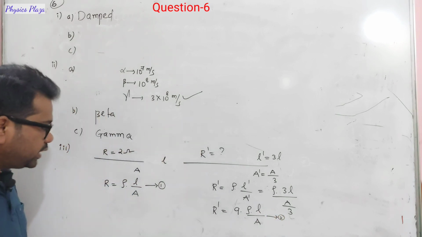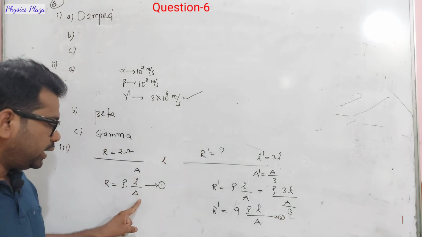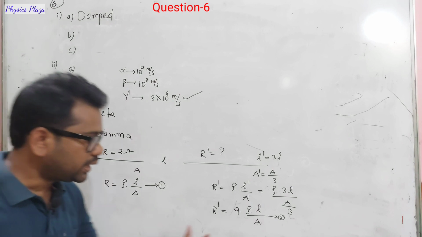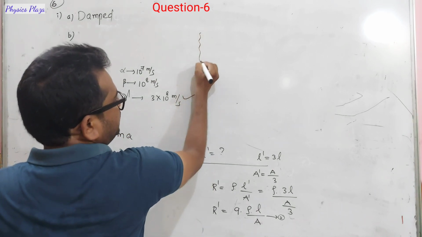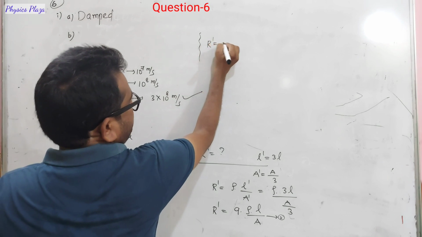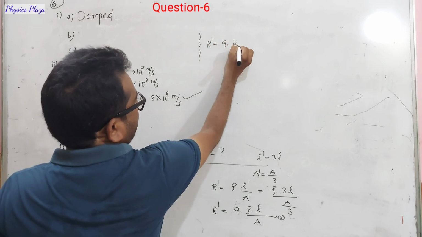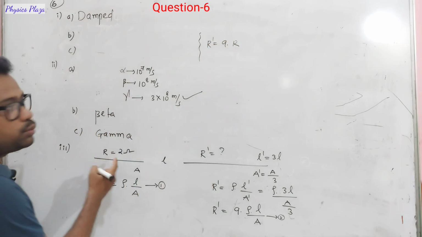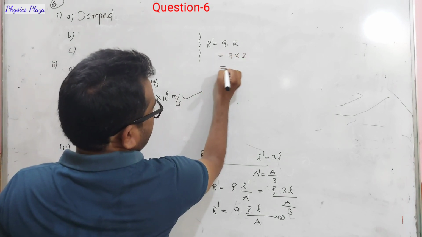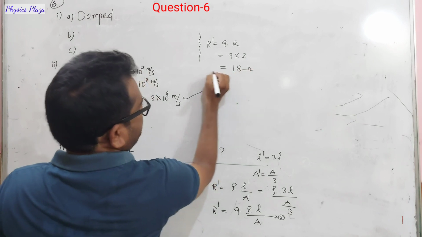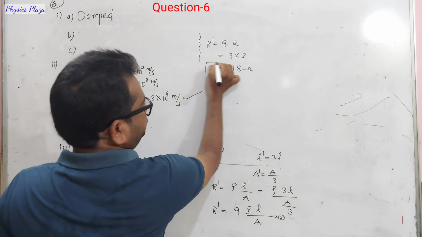Now you can notice, children, here rho L by A is equal to R. So can we substitute in this? Yes, we can substitute. So here we will get R dash is equal to 9 into R. R value is given, that is 2. So it is 9 into 2. So 18 ohm is the answer, children. 18 ohm is the answer.